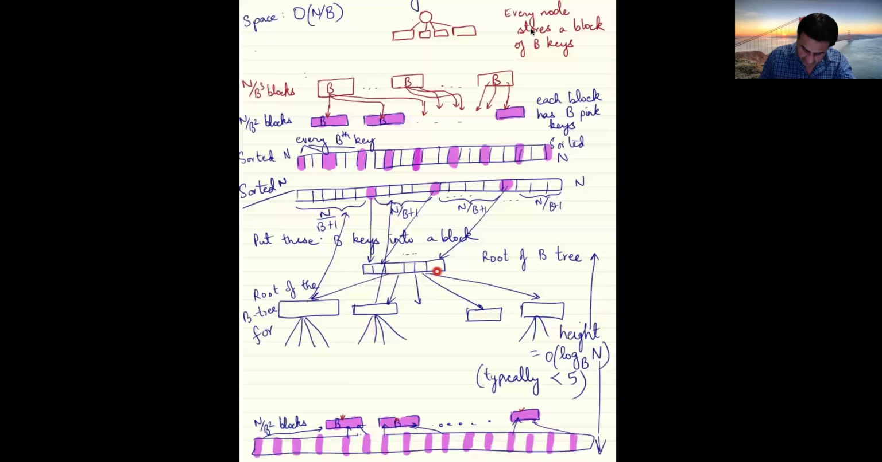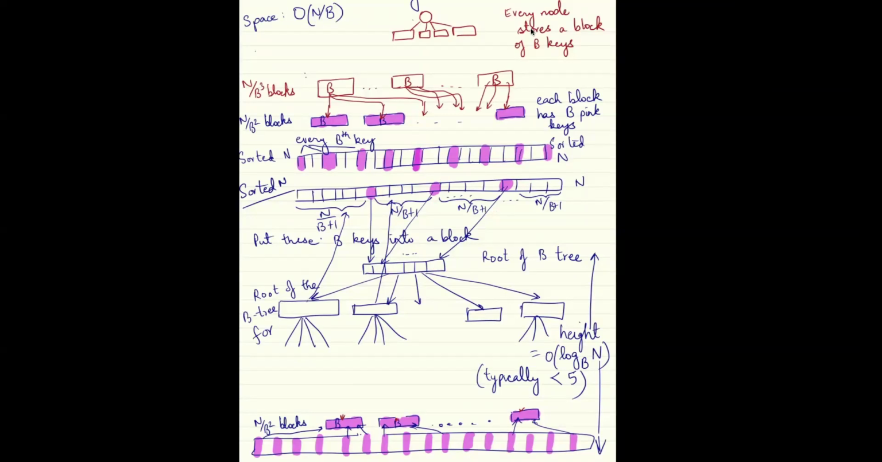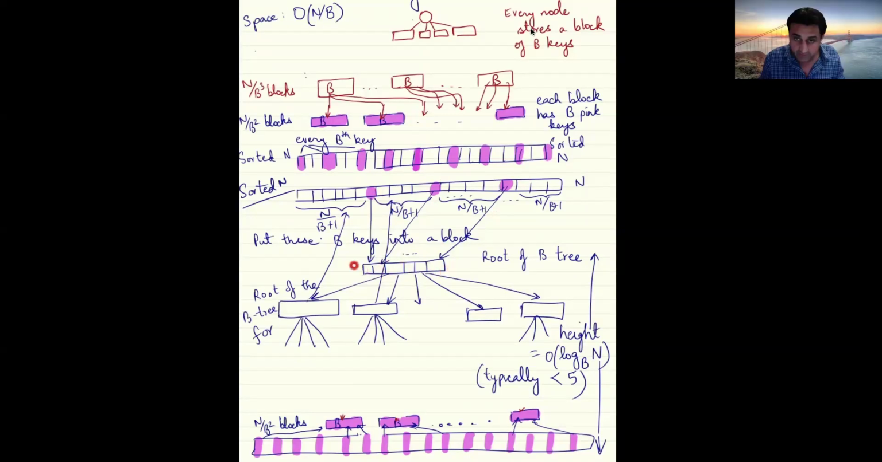What are those B elements? Those are the B elements that divide the whole space. When you do binary search, you take the middle pivot, right? Now you're allowed more pivots. You're allowed B pivots. So what is the common sense thing to do? Just place B equally spaced pivots in your whole array. Instead of doing a binary search, you're doing a B-way search. That's all a B tree is.